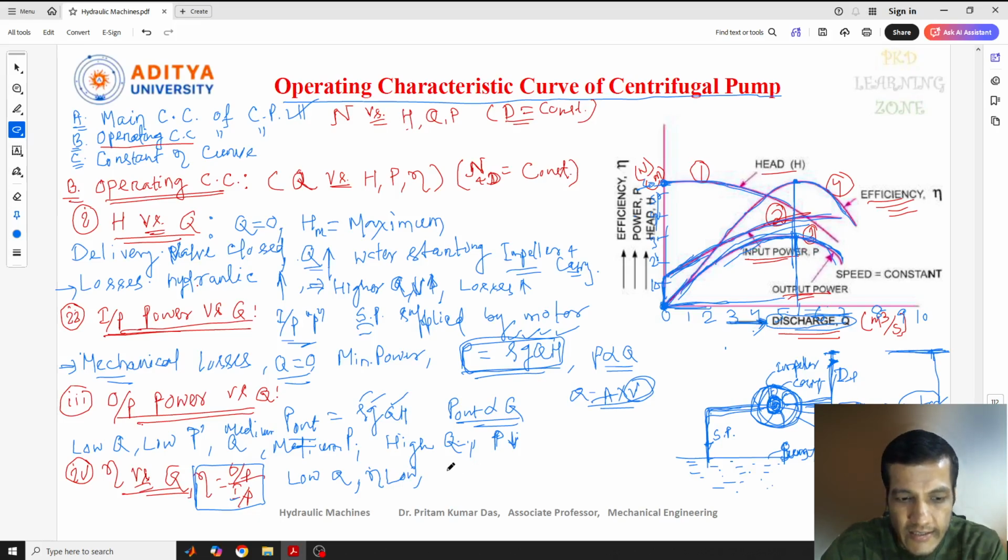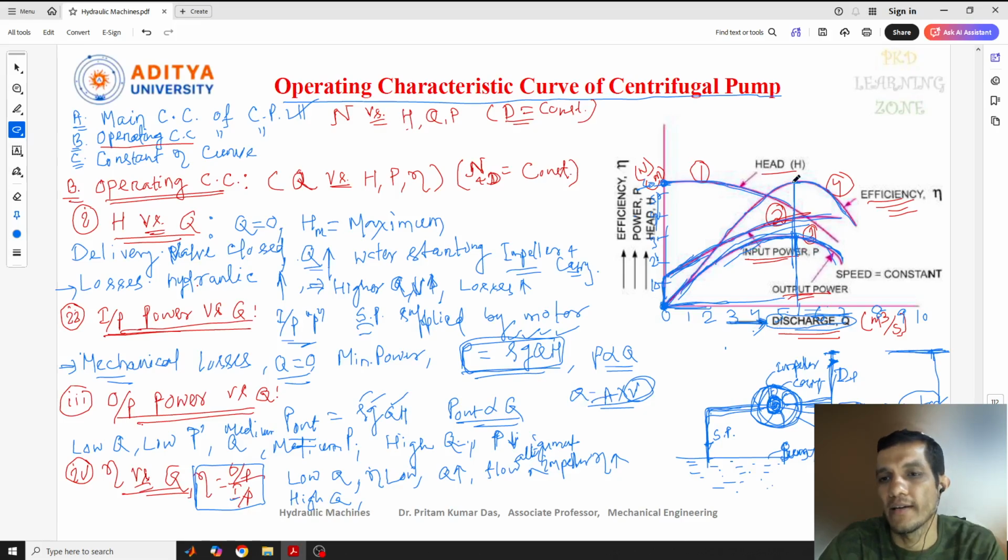As the discharge Q increases, the flow aligns. The flow will be in proper alignment with the impeller, with the vanes. Then we see discharge increasing, our efficiency also increasing here. This is about low discharge. But when we go for high discharge, it will be different. Suppose this is high discharge, but here the efficiency is decreased.